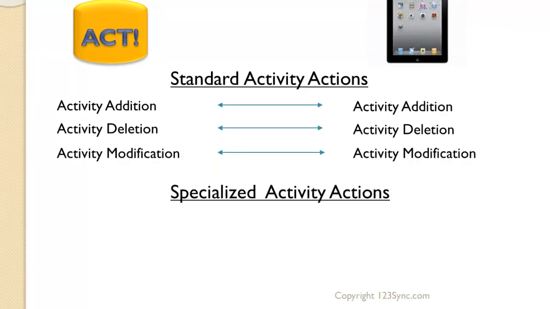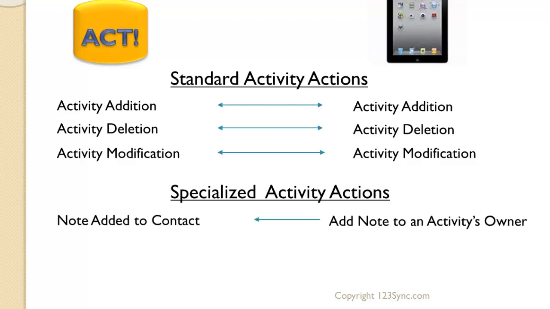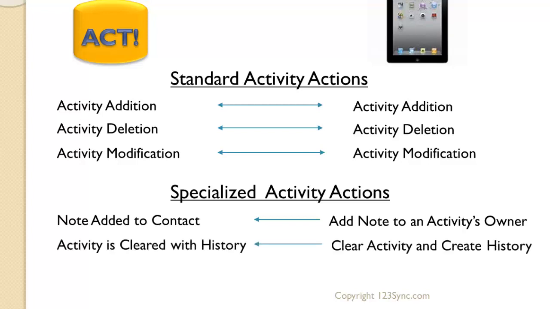In addition, we have added what we call specialized activity actions. And these actions are if you do something on the device and then it comes back to ACT. In these cases, you can look at an activity on your device and then add a note to that contact in ACT. As well as you can clear an activity on the device, and that activity then will be cleared and a history created in ACT through 123Sync.